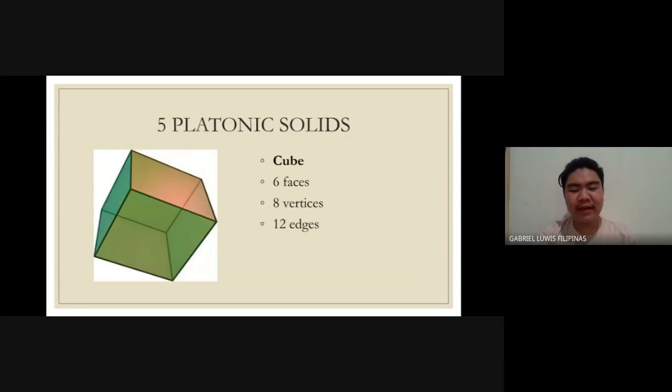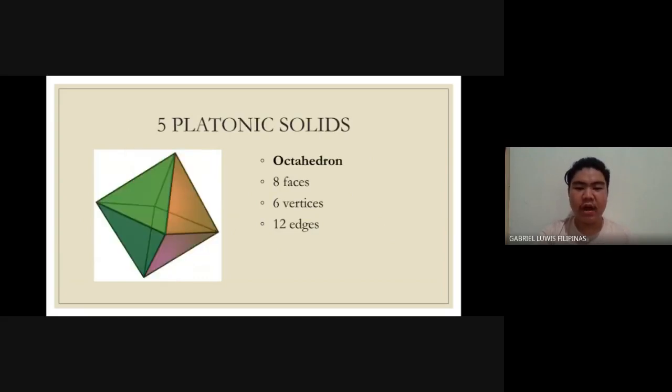On the cube naman, it has 6 faces, 8 vertices, and 12 edges. For the octahedron, it has 8 faces, 6 vertices, 12 edges. As we can see, it has 8 faces because 1, 2, 3, and 4, and at the bottom, another 4.